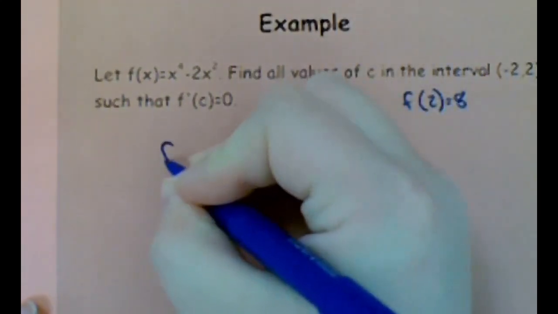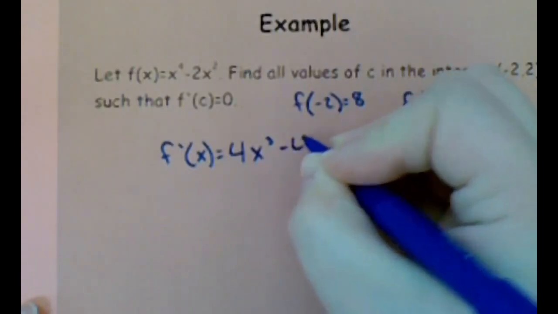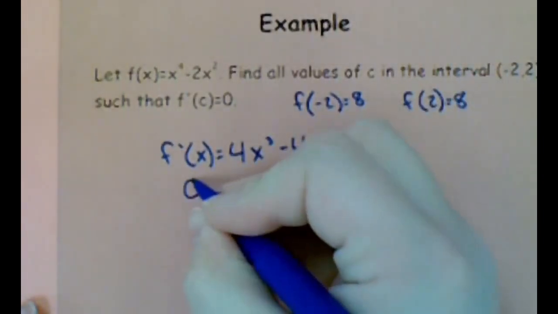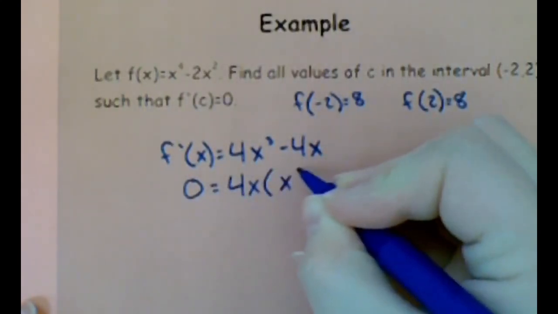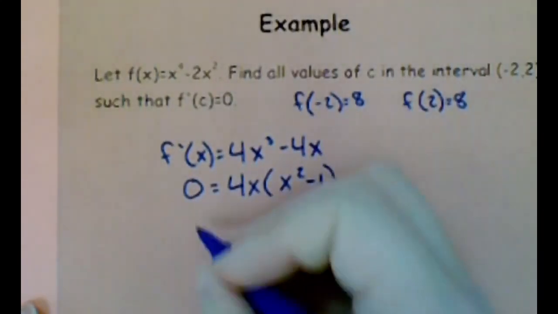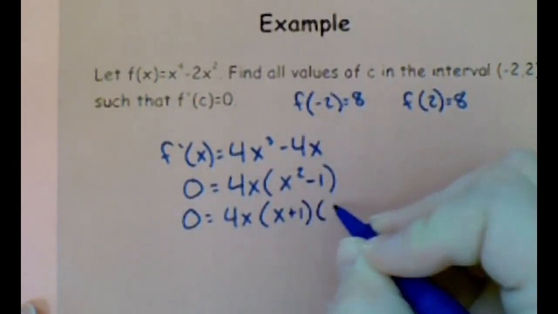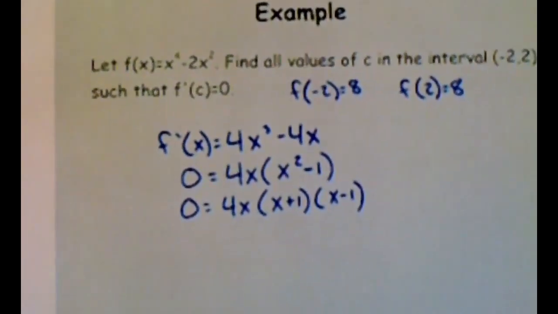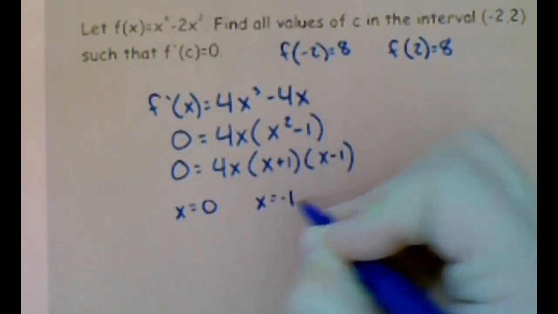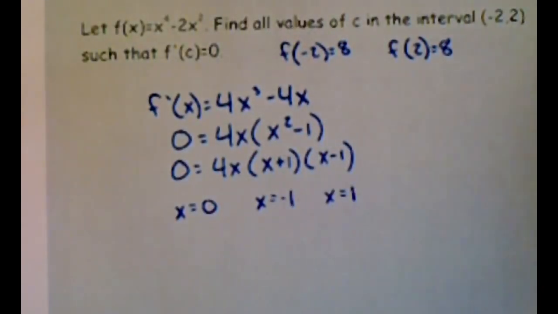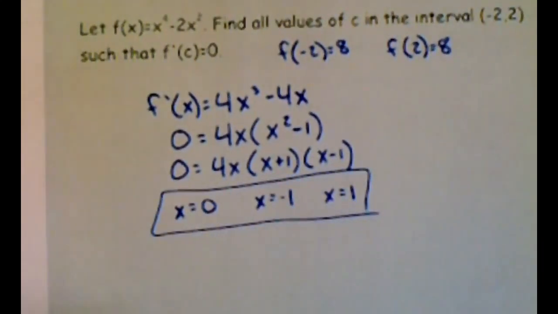So let's find the derivative. It is 4x cubed minus 4x. And I want to know when that equals 0, so I'm going to start factoring. Take out the GCF, which is 4x, leaves me with x squared minus 1. And x squared minus 1 factors into x plus 1 times x minus 1. So the derivative equals 0 when x equals 0, -1, and 1. All of those are on my interval -2 to 2, so those are my three answers.